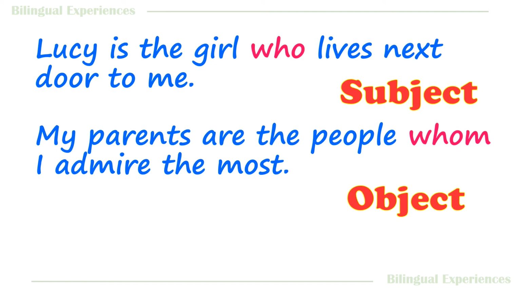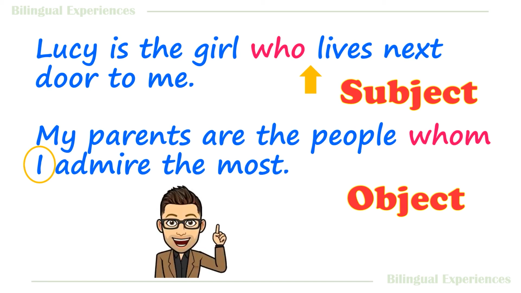Look at the first sentence. Notice here that there is no subject pronoun in this part. There is no she, he, or it. That means that we cannot use whom. We can only use who or that. But notice in the second sentence that after the relative pronoun whom, there is a subject pronoun. So that's why it's possible to use whom.